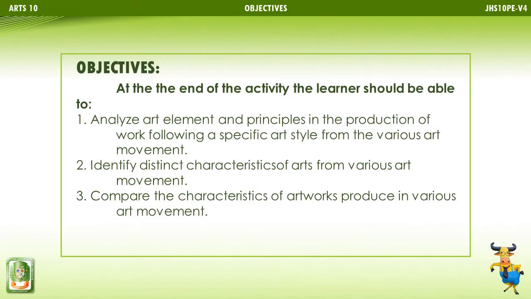Objectives. At the end of the activity, the learner should be able to: 1. Analyze art elements and principles in the production of work following a specific art style from the various art movements. 2. Identify distinct characteristics of arts from various art movements. 3. Compare the characteristics of artworks produced in various art movements.